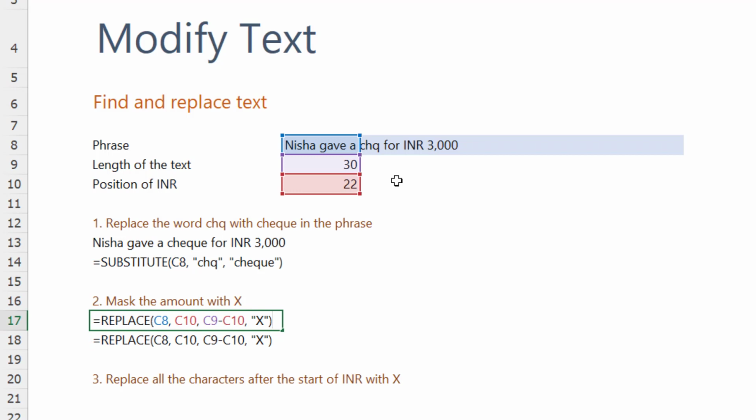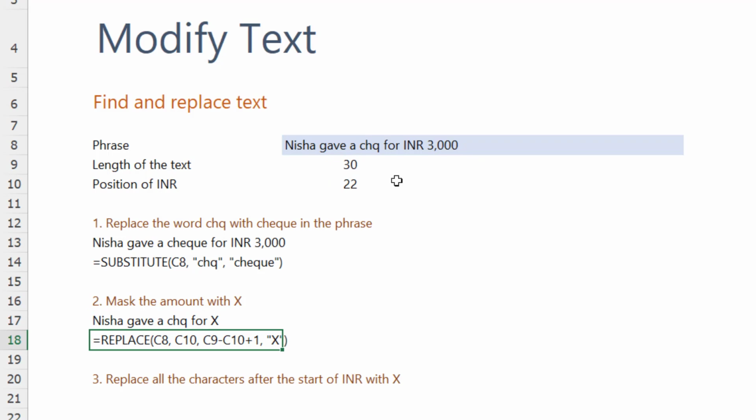In fact, we get the answer as X0. That is because when we replace 30 minus 22, that is 8 characters we replaced. But including the last character, we actually have 9 characters. So I will have to change it as C9 minus C10 plus 1.